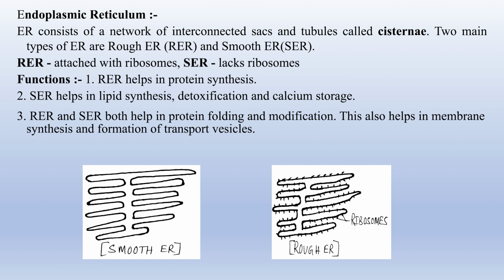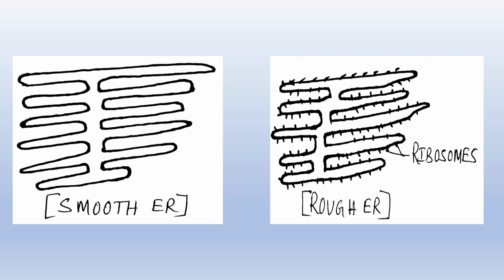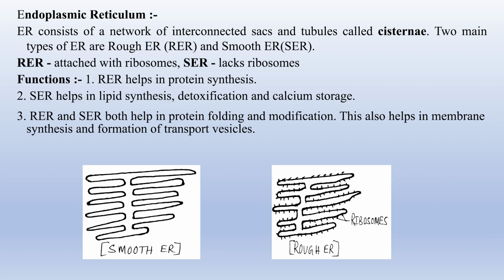Two main types of endoplasmic reticulums are there. One is smooth endoplasmic reticulum and the second one is rough endoplasmic reticulum. Now, the first one is SER, which lacks ribosomes, and the second one is RER, which contains ribosomes. That is why they look rough. Now, what are the functions of endoplasmic reticulum? Endoplasmic reticulum, specifically the rough one, helps in protein synthesis because ribosomes are found attached to this type of endoplasmic reticulum.